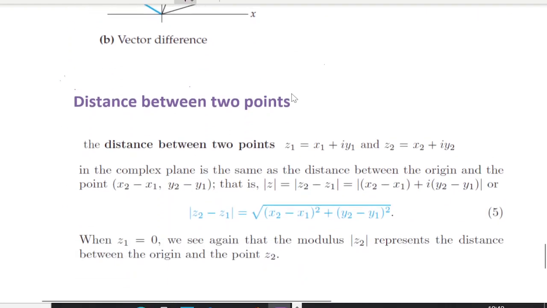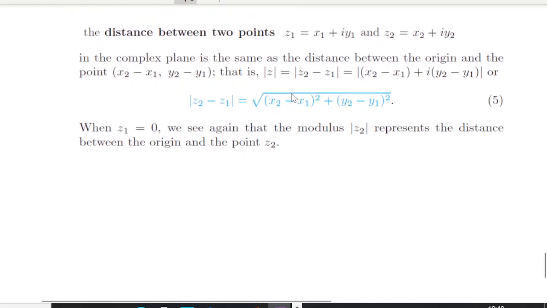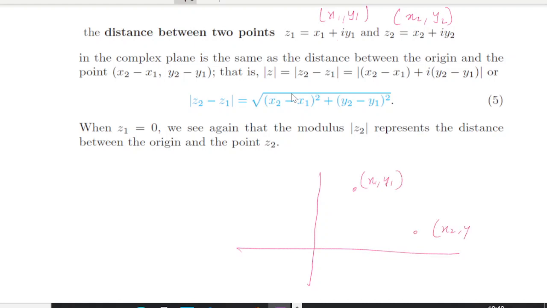Now, distance between 2 points. In Euclidean geometry, this point can be taken as (x1, y1) and this complex number can be taken as (x2, y2). As we have said, we can represent this in our complex plane. So I have got 2 points here, one point is (x1, y1), another point is (x2, y2). Now I want to find the distance between these 2 points. So what should I do? As we are dealing with Euclidean geometry, I should drop the perpendiculars from here and here.